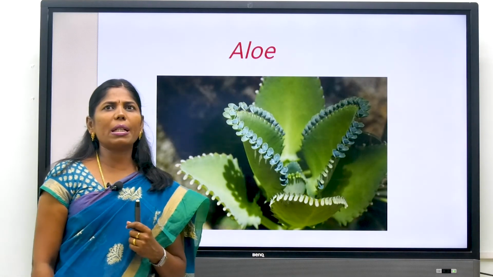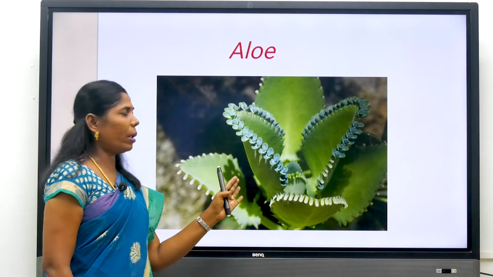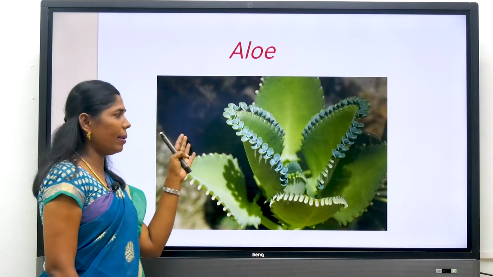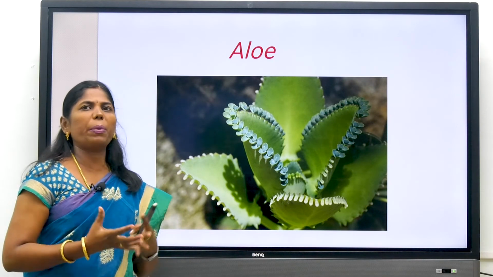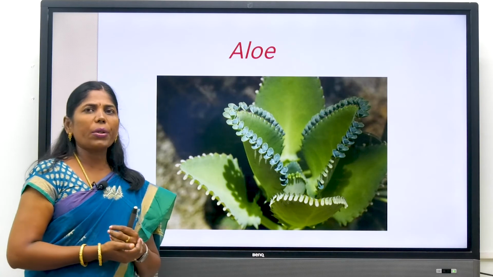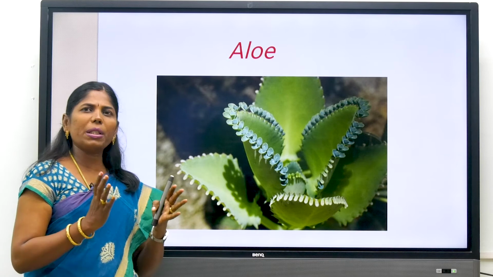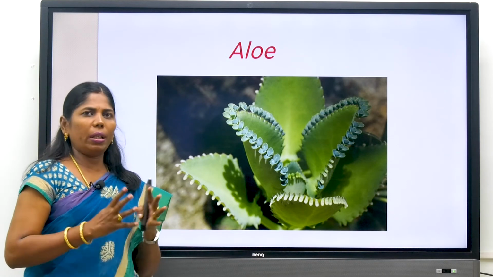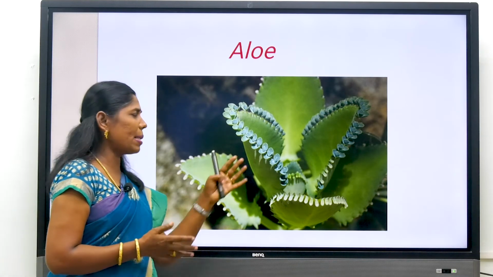So an example for that is aloe vera. Aloe vera is actually a medicinal plant. You can keep aloe vera at your home and get more oxygen. They can survive with only a little light, which is enough for them. If you keep it in your home, you feel very fresh. You can create a fresh atmosphere, and it is also a very medicinal plant.